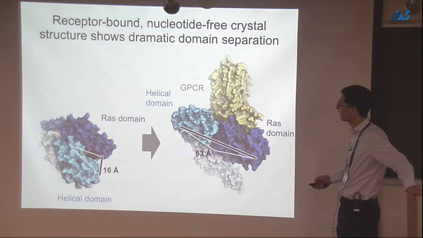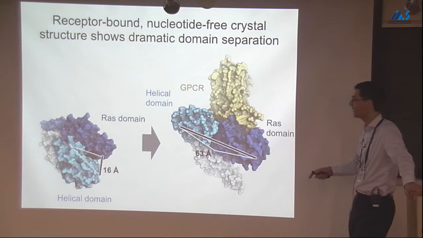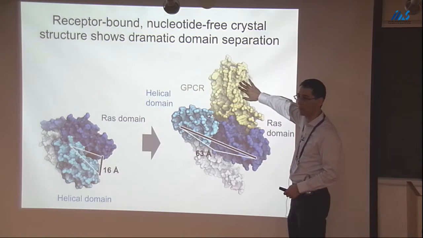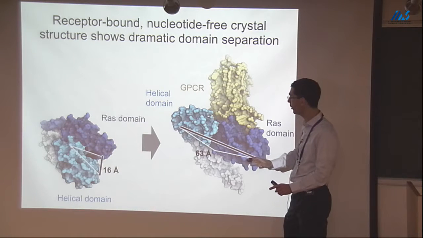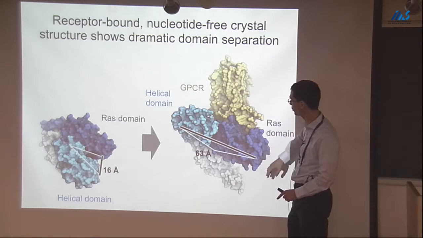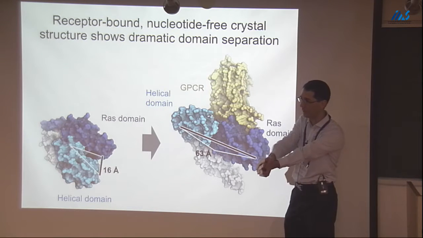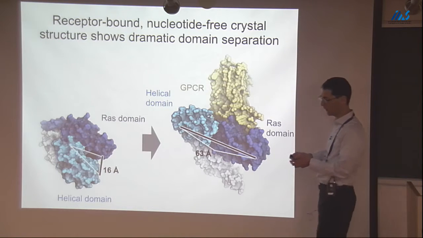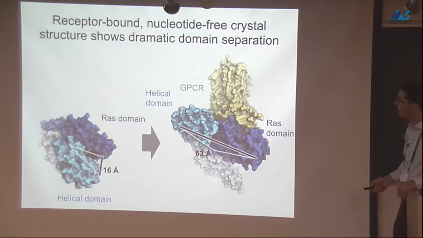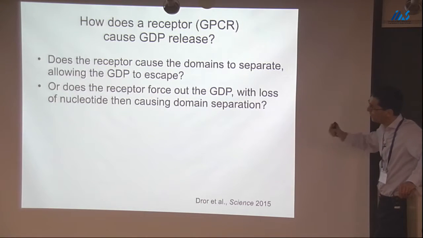Now, Brian's structure of the complex is different in three ways. The first is that there's a GPCR bound. The second is that there's no nucleotide bound. The nucleotide has already escaped. And the third, as you can see, is this dramatic conformational change, this dramatic separation of the Ras domain and the helical domain, which go from being like this to being like this. It's a motion of about 45 angstroms. Now, that raises one big question, which is, what is the receptor actually doing to cause the GDP to escape?